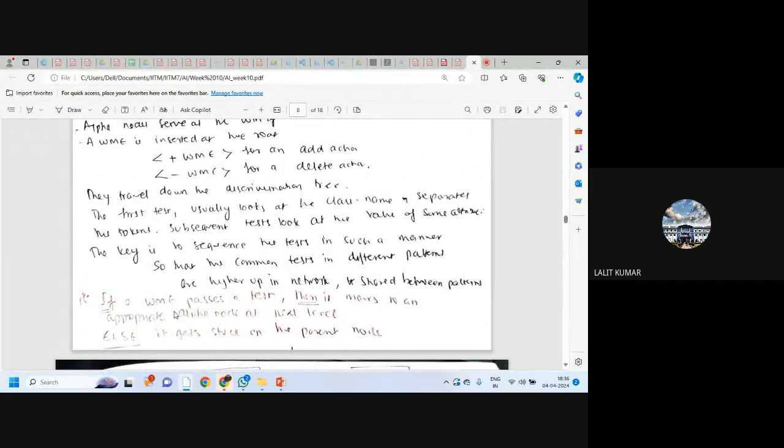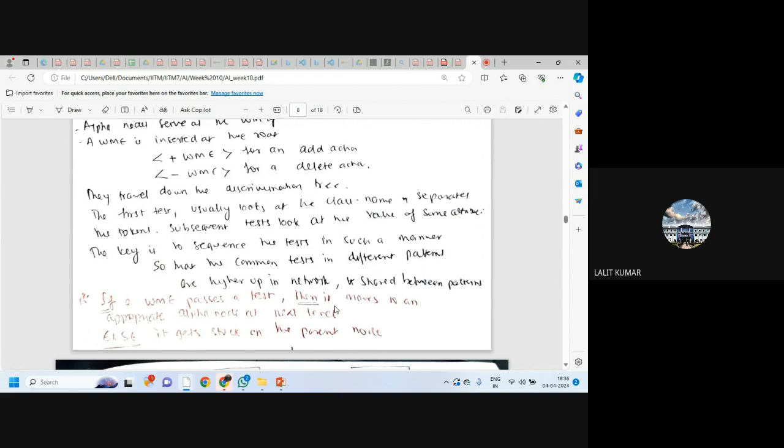So these WMEs, they travel down the discrimination tree. First test usually looks at the class name and separates the tokens. Subsequent tests look at the values of some attributes. And the key is to sequence these tests in such a manner that the common tests in different patterns are higher up in the network and shared between patterns. This is how this tree is built.